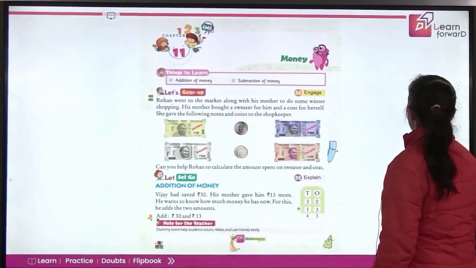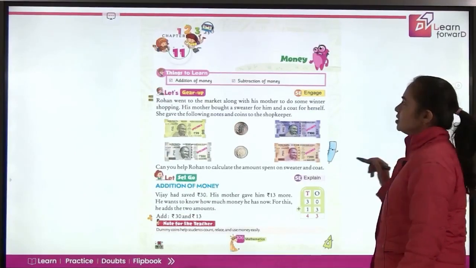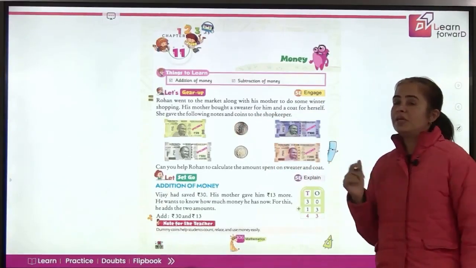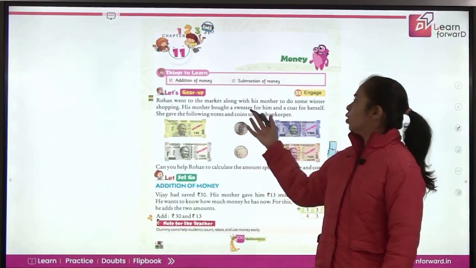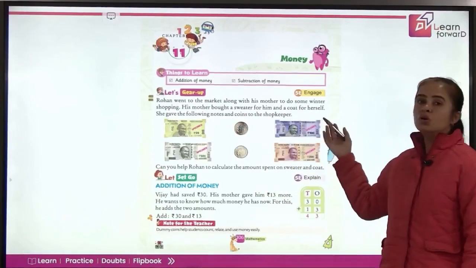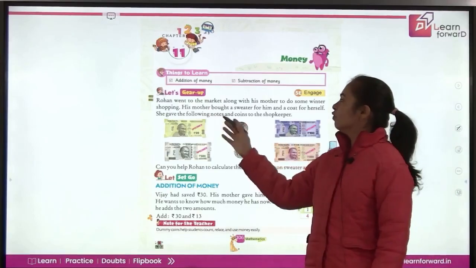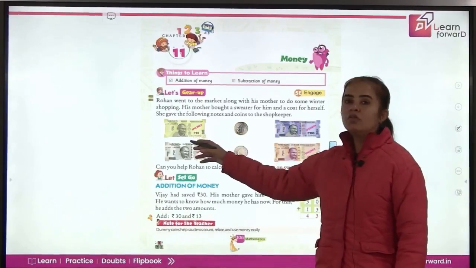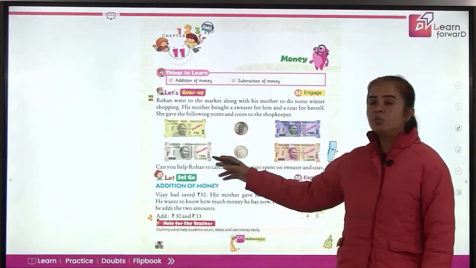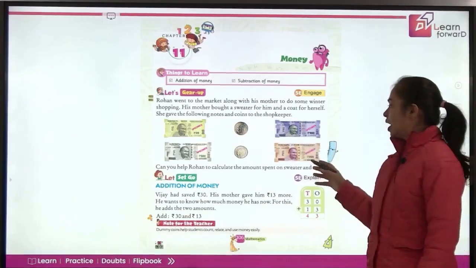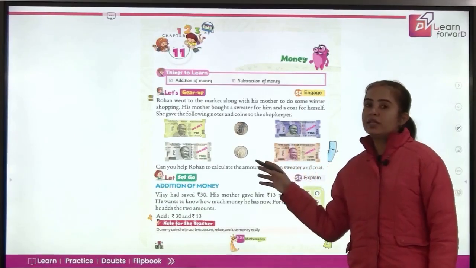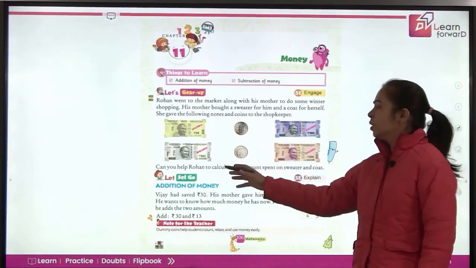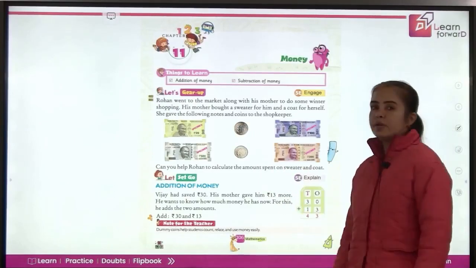So, let's get started. Here we have a gear up exercise for you. Rohan went to the market along with his mother to do some winter shopping. The weather is changing. His mother bought a sweater for him and a coat for herself also. She gave the following notes and coins to the shopkeeper. So what do you see here? This is a note of 20 rupees, a 500 rupees note, a 100 rupees note, a 200 rupees note, and then coins of rupees 20 and rupees 10. So can you help Rohan to calculate the amount spent on sweater and coat together?